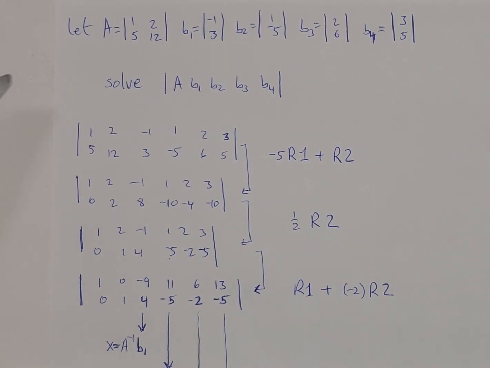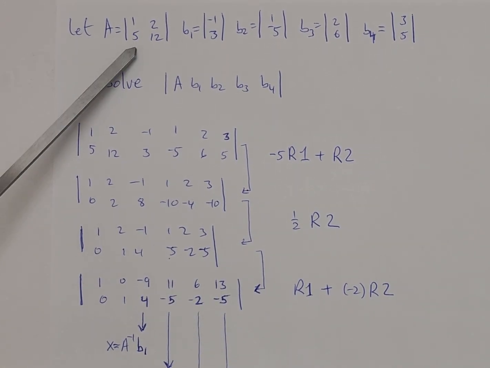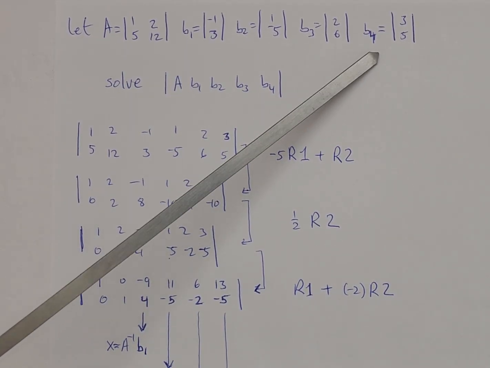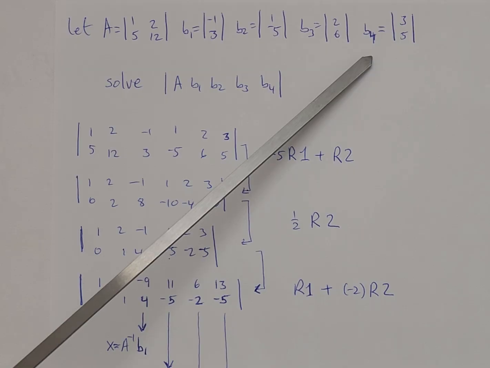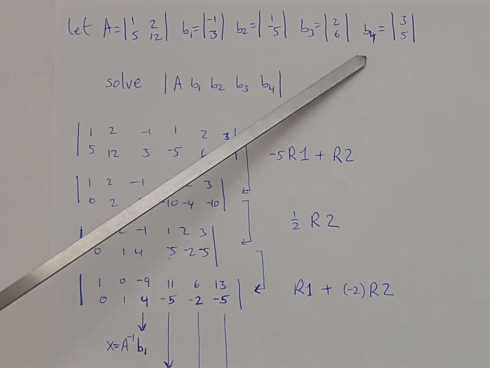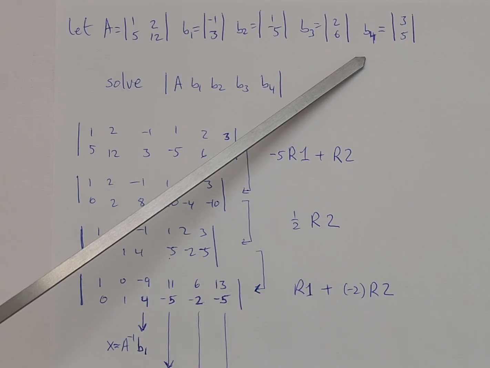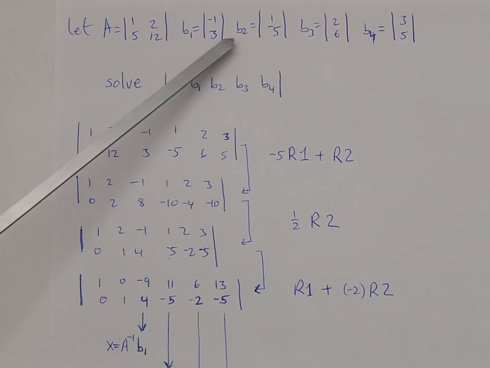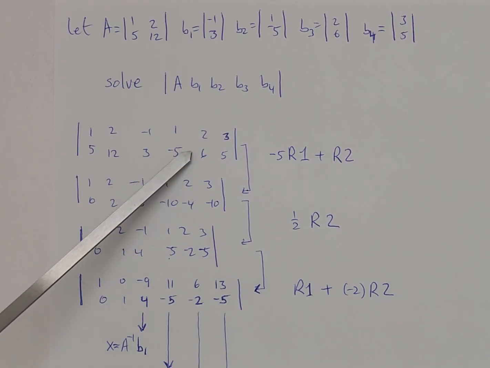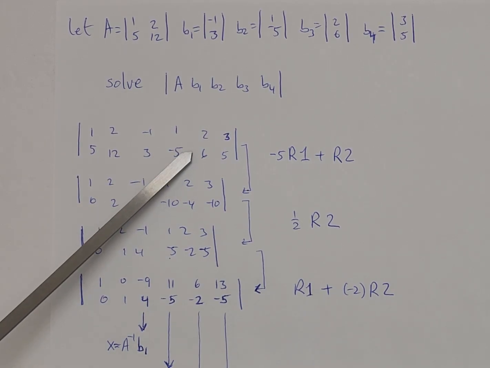In this lesson, we let A be this matrix, B1, B2, B3, B4. Last example, if you remember, we solved B1, B2, B3, B4 individually. Now, what if we put all of this together and solve as one?